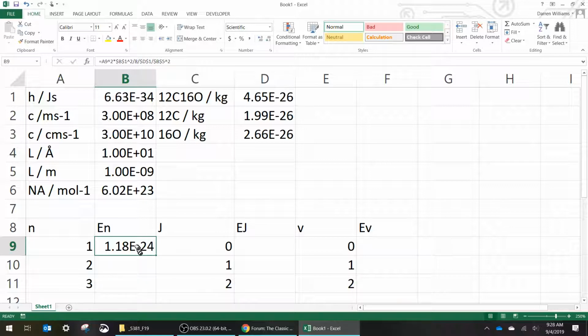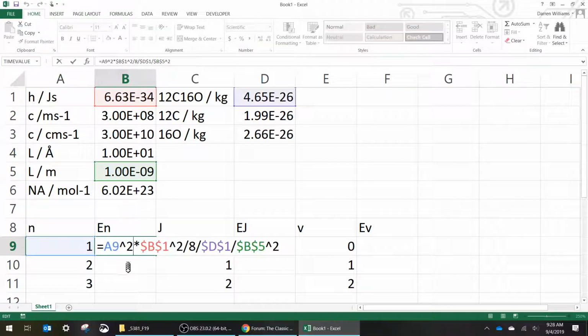Not seeing any difference. Yeah, that's what I have too. Here's my formula.